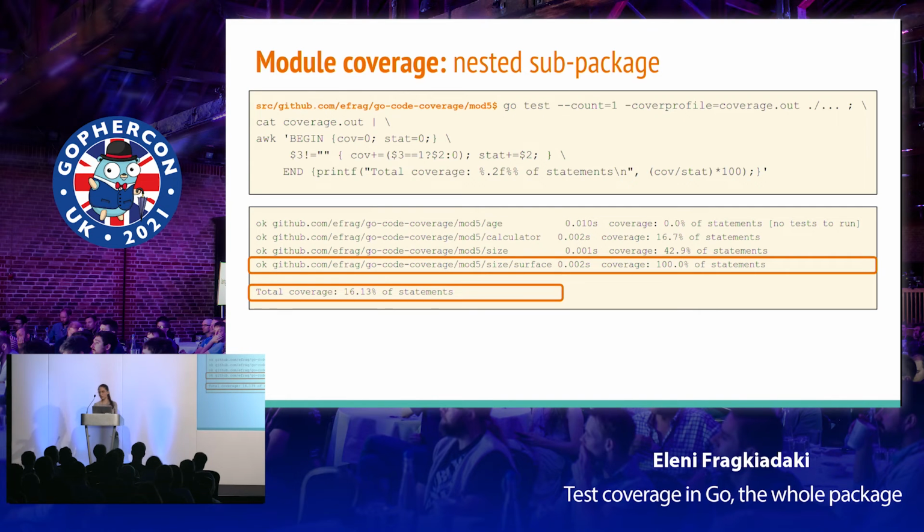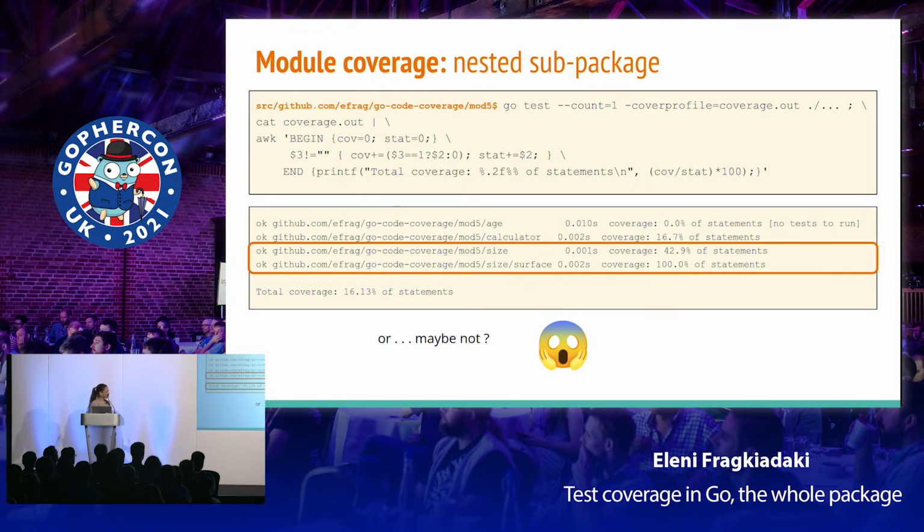So we added lines, we added tests, and the number got affected somehow. So we know that something happened in the coverage.out file. We are feeling happy now. Or maybe not. I don't know if you've noticed, in this case we added the surface package inside size, and surface got calculated correctly to 100%. But now we are back where we were before, where we have something nested and it's not updating the parent. In this case, we still get the 42.9% for the size. We don't get any sort of update because we've added a package in there.